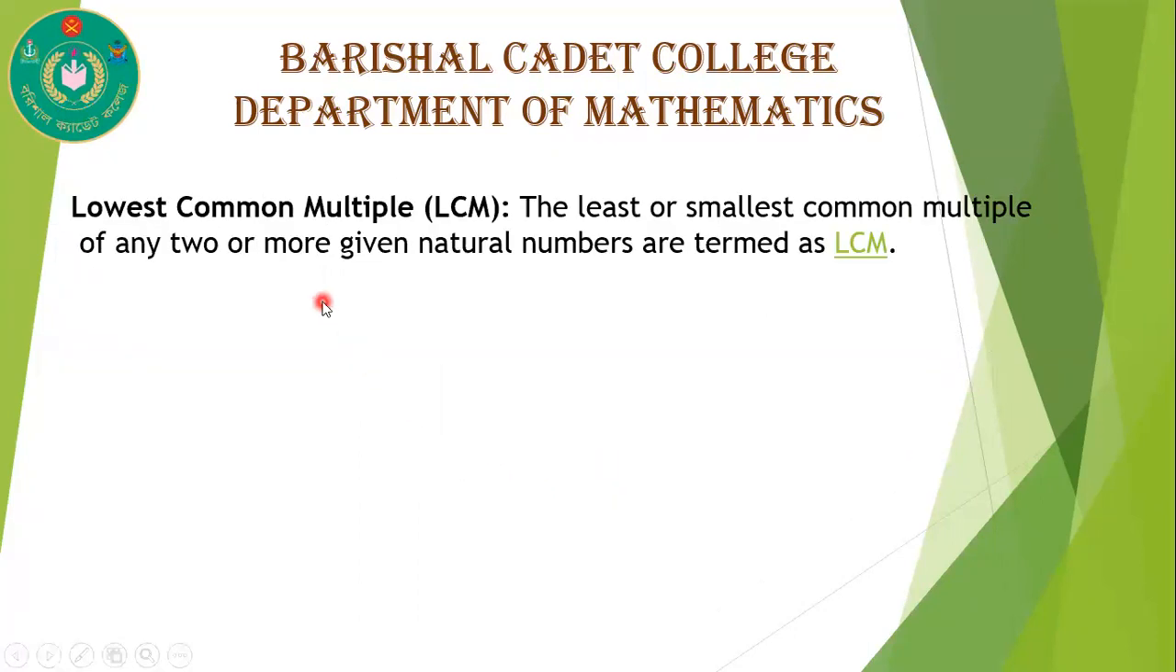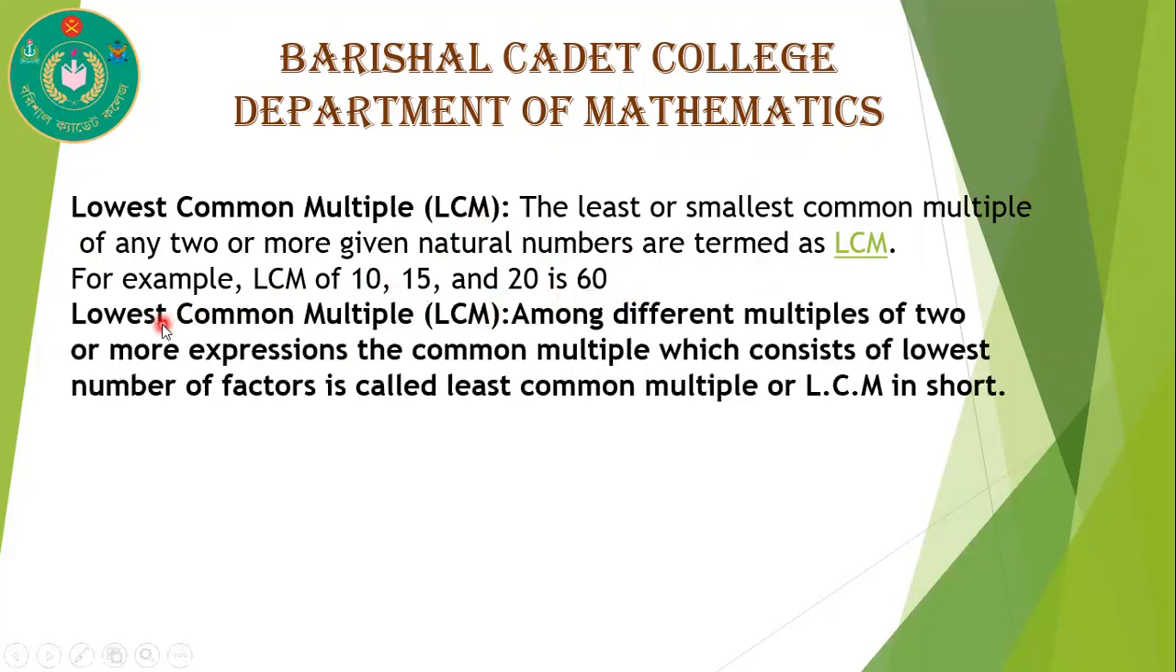Lowest common multiple, or LCM. The least or smallest common multiple of any two or more given natural numbers is termed the LCM. For example, the LCM of 10, 15, and 20 is 60.